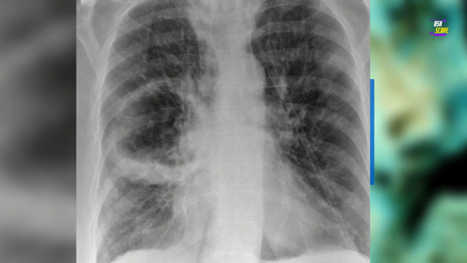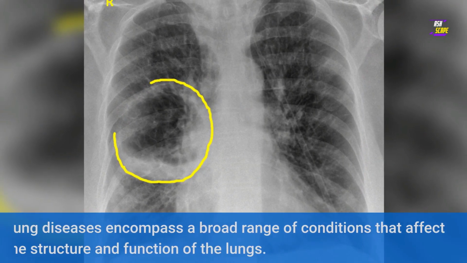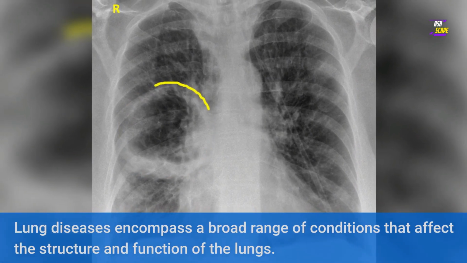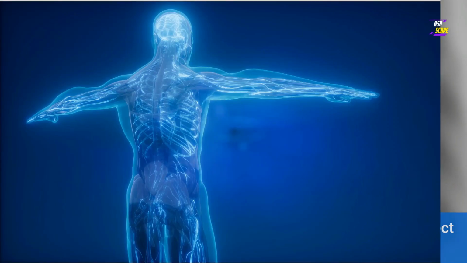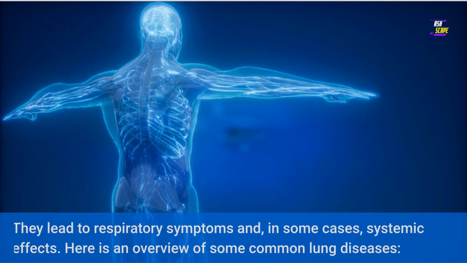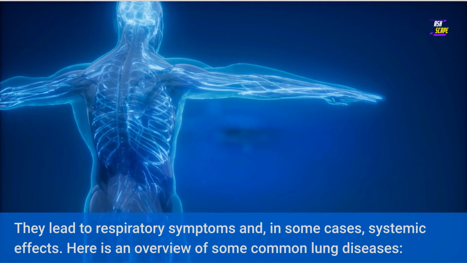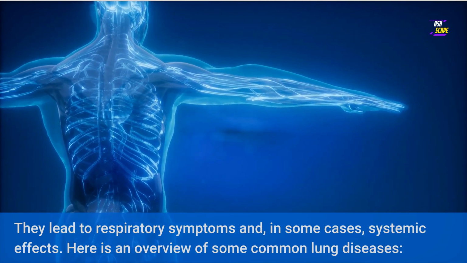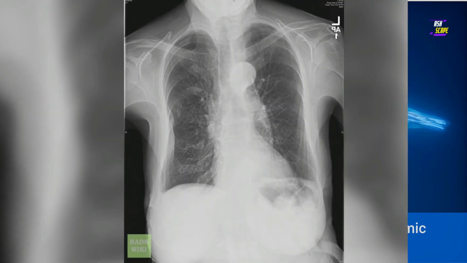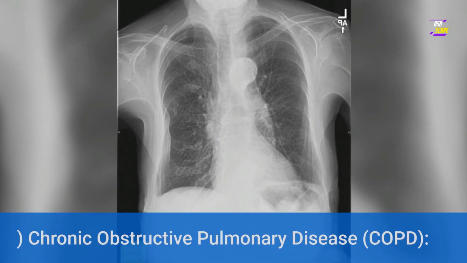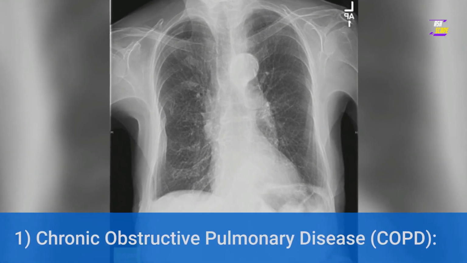Overview of the lung diseases. Lung diseases encompass a broad range of conditions that affect the structure and function of the lungs. They lead to respiratory symptoms and, in some cases, systemic effects. Here is an overview of some common lung diseases. 1. Chronic obstructive pulmonary disease, COPD.